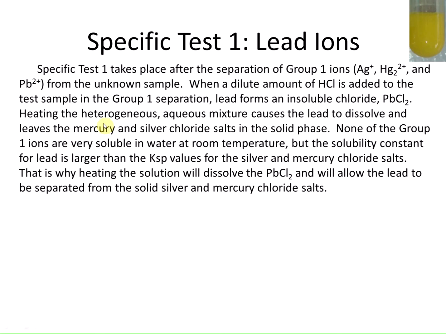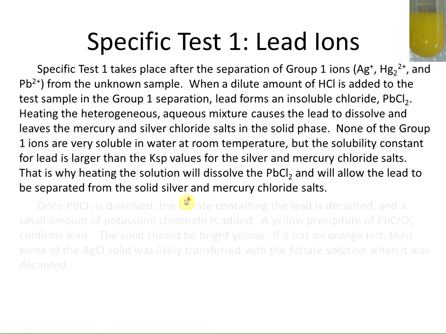PbCl2. Heating the heterogeneous aqueous mixture causes the lead to dissolve and leaves the mercury and silver chloride solids in the solid phase. None of the group 1 ions are very soluble in water at room temperature, but the solubility constant for lead is larger than the Ksp values for silver and mercury chloride salts. This is why heating the solution will dissolve the lead chloride and will allow the lead to be separated from the solid silver and mercury chloride salts.